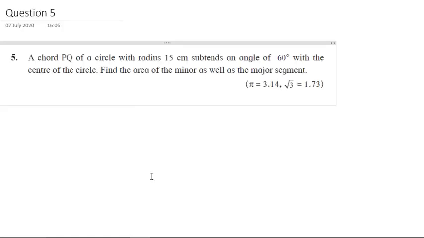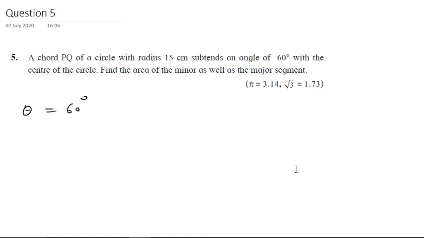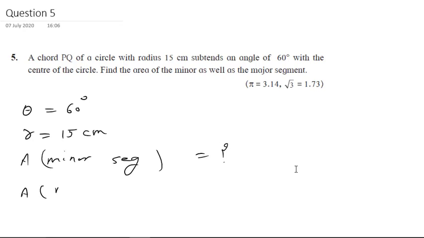A chord PQ of a circle with radius 15 centimeter subtends an angle 60 degree with the center of the circle. So again theta is 60 degree, radius is 15 centimeter. Find the area of minor as well as major segment. So area of minor segment and area of major segment, this we have to find out. Area of major segment is area of circle minus area of minor segment.